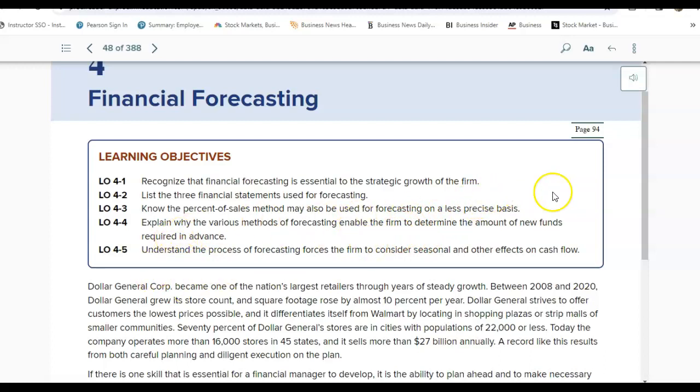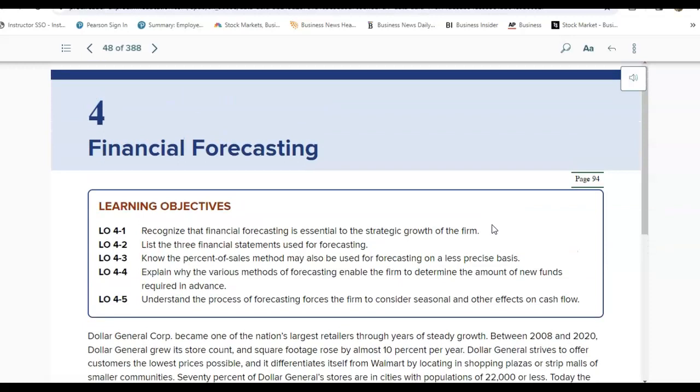Explain why the various methods of forecasting enable the firm to determine the amount of new funds required in advance. One of the reasons you do financial forecasting is you go hat in hand to the CFO of the corporation or the company or the enterprise that you're working for, and you say, I need money and I need funds to make this plan work. And guess what? They're going to say, how much and what do we get for it?